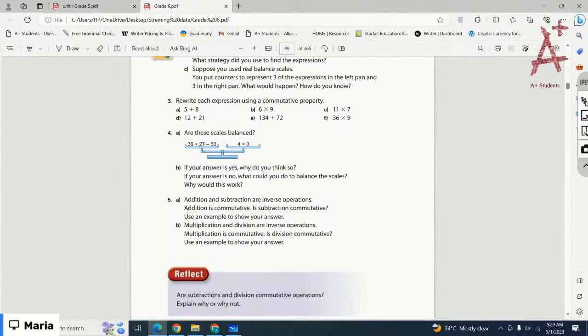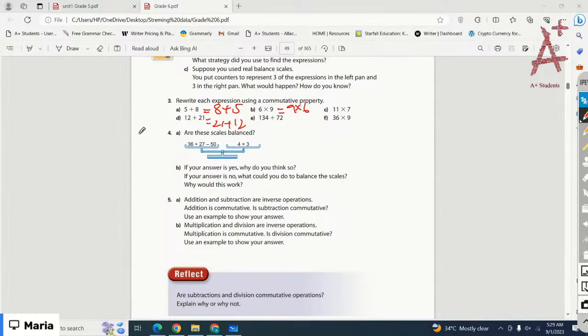So commutative property is 5 plus 8 and 8 plus 5. They have the same answer, right? And for this one, 12 plus 21 and 21 plus 12. This is the commutative property. So for multiplication, it is also the same. Either you do 6 times 9 or 9 times 6. They both have the same answer, right?